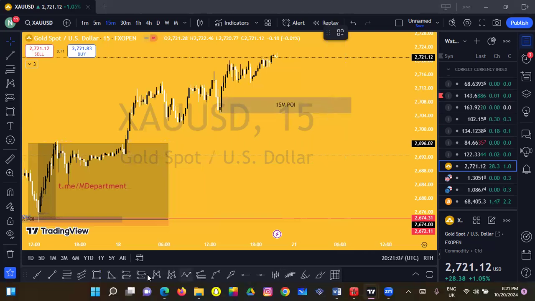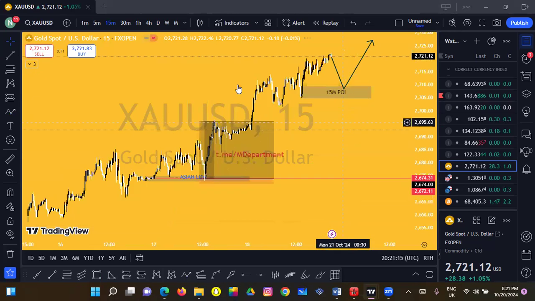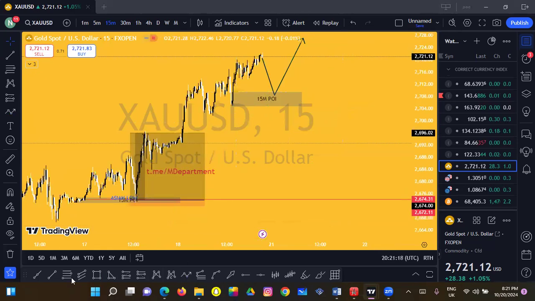So expect market to come here. Then I issue command for a buy. That's what I'll be expecting. So everything here will be something like a liquidity. Here, for example, will be a liquidity for me.